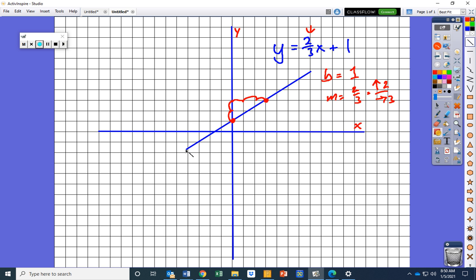Does everybody understand? Before we start doing systems, you understand how to graph from slope-intercept form. It's not that difficult, is it? You find the y-intercept, then you find the slope. Am I clear on that? Okay, I can move on.